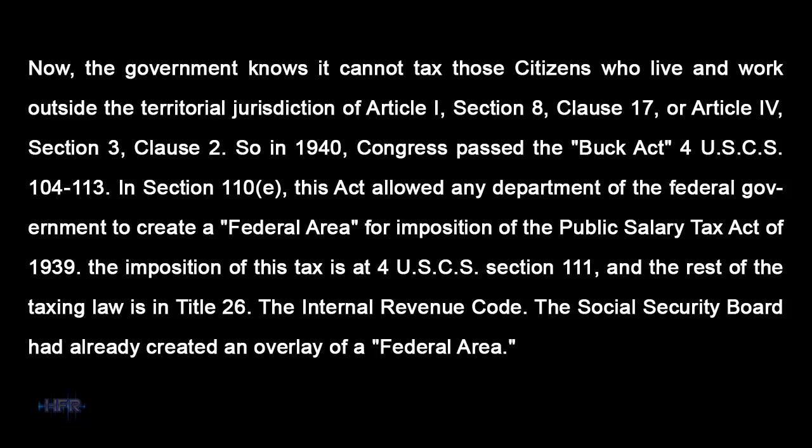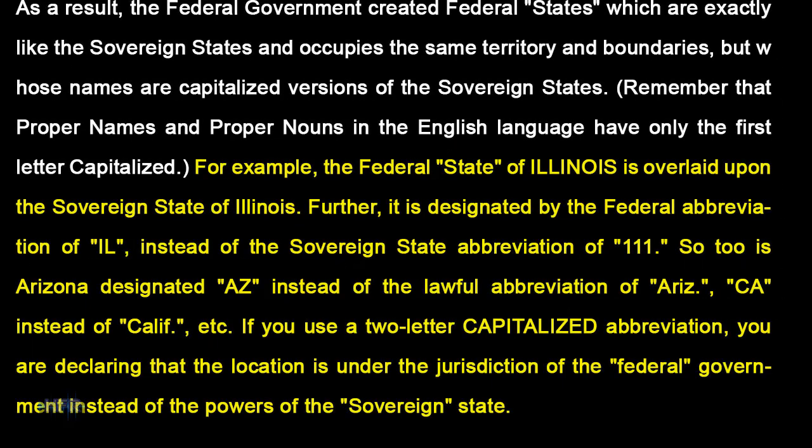In Section 110E, this act allowed any department of the federal government to create a federal area for imposition of the Federal Salary Tax Act of 1939. The imposition of this tax is at Title 4, United States Code Services, Section 111, and the rest of the taxing law is in Title 26, the Internal Revenue Code. The Social Security Board had already created an overlay of a federal area. As a result, the federal government created federal states, which are exactly like the sovereign states and occupy the same territory and boundaries, but whose names are capitalized versions of the sovereign states.